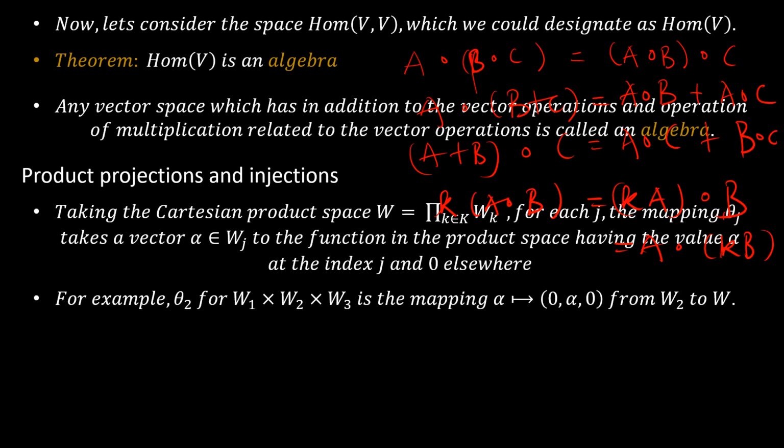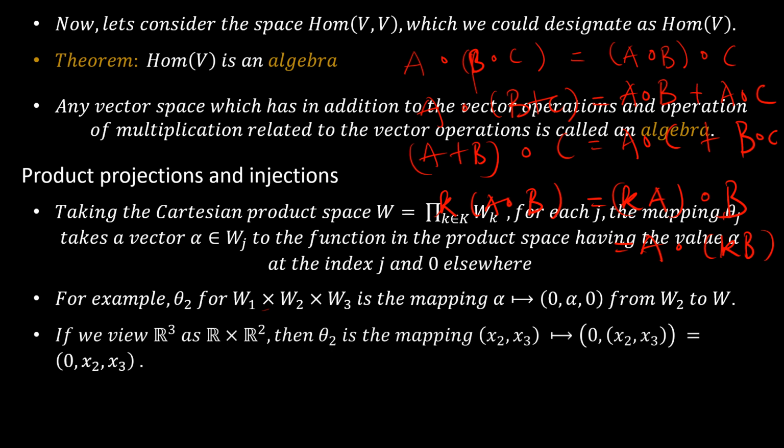For example, if we have theta 2 for the Cartesian product space W1 times W2 times W3, this is the mapping alpha tending to (0, alpha, 0) from W2 to W. In other words, it's injecting that component into the W space.